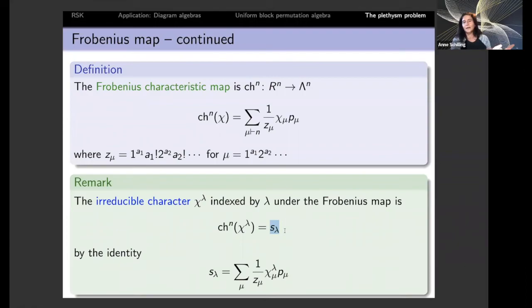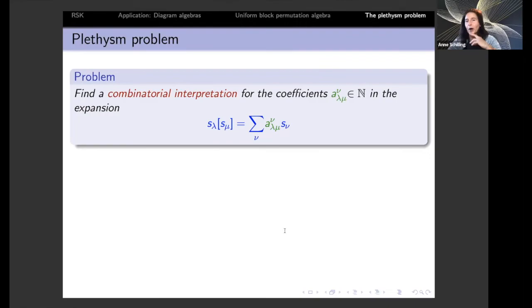Okay, so therefore, this problem of composing representations of GLN can be translated to symmetric functions. And in terms of symmetric functions, this composition would mean you take the plethysm of two Schur functions. And one of the big combinatorial open problems is, what are the coefficients of such a plethysm S lambda S mu if you decompose that again in terms of Schur functions? So what are these coefficients?